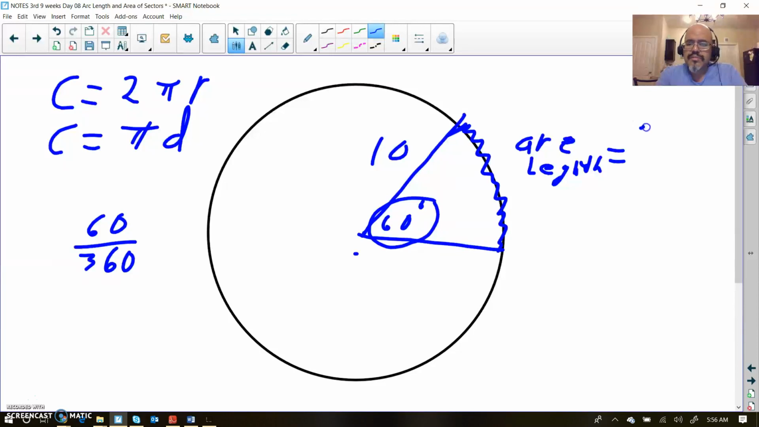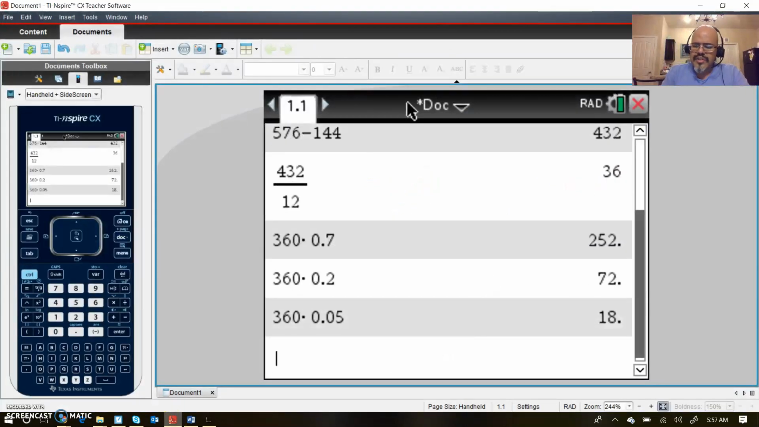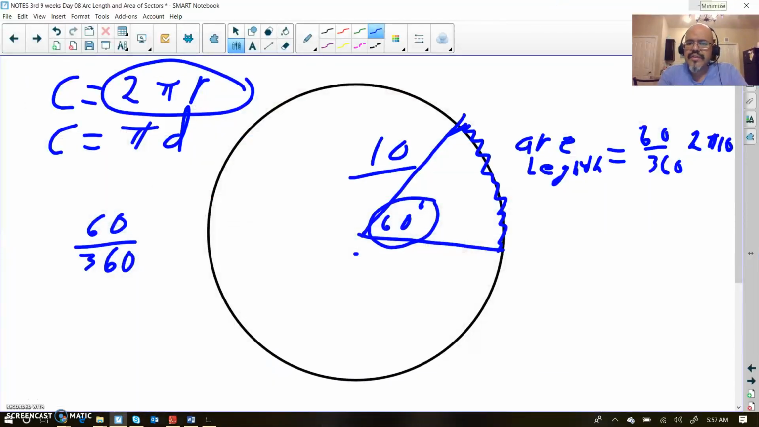First off, we start out with the portion right here, so it's 60 divided by 360. Then we have the actual circumference of the circle, which we have the radius for. So it's going to be 2 pi times 10. So what portion is 60 divided by 360? That's 1/6, so we're talking about 1/6 of the circumference here. And this is going to be 2 times 10, which is 20 pi.